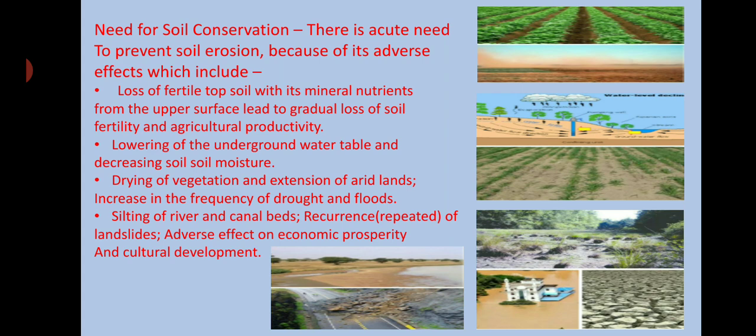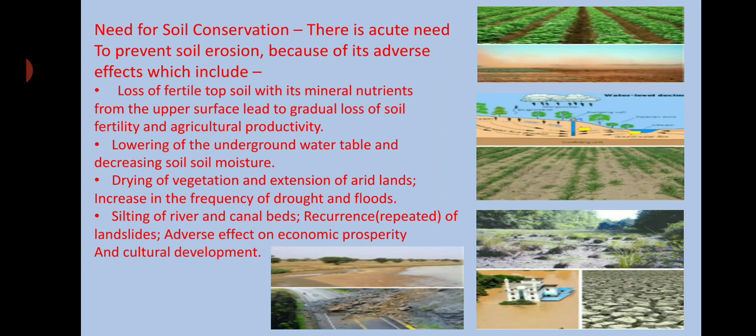See here the first picture. The top picture is showing the green fertile land, but if we remove this vegetation, then the second picture which you are seeing, where the vegetation is less, due to this what will happen? The fertility of soil will go down, and productivity will also become less.